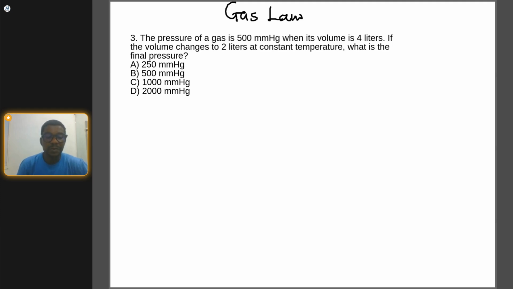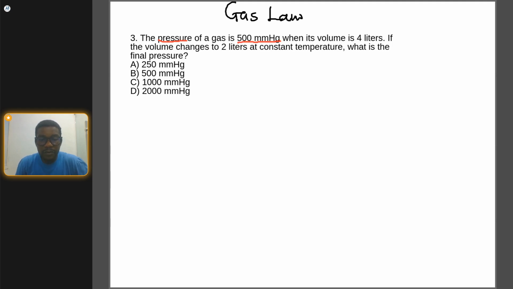Now, this is what I was trying to explain the other time. The unit of pressure here is no more kilopascal, but millimeter mercury. Pressure is also measured in millimeter mercury, as well as kilopascal, but for this question, we are working with millimeter mercury. The pressure of the gas is 500 millimeter mercury. Underline 500 millimeter mercury. That's the first pressure given in the question.